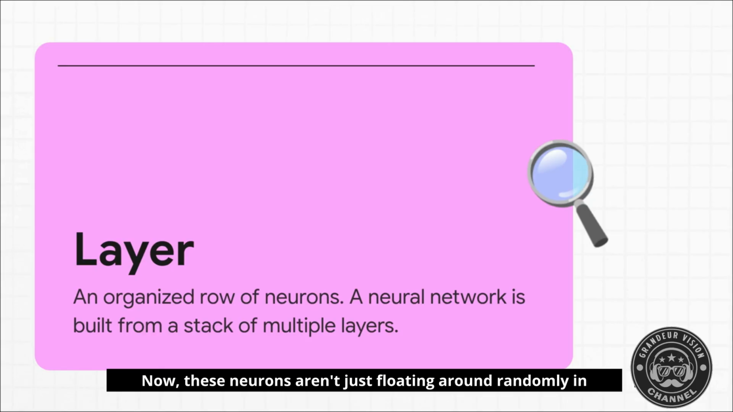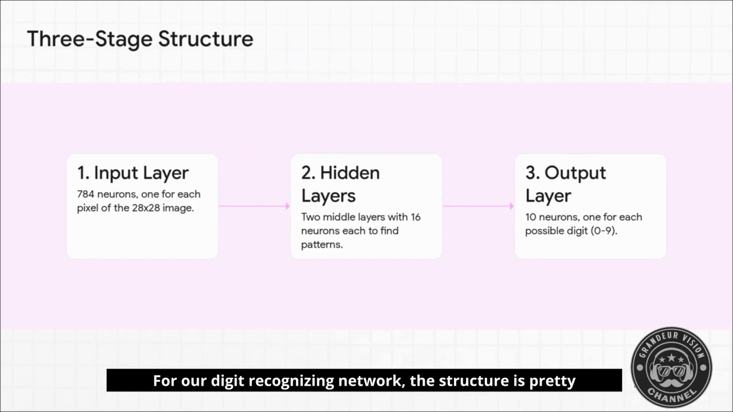Now, these neurons aren't just floating around randomly in some digital soup. They're organized into these neat rows called layers. And when you stack these layers on top of each other, that's what forms the basic structure of our whole neural network. For our digit recognizing network, the structure is pretty specific.